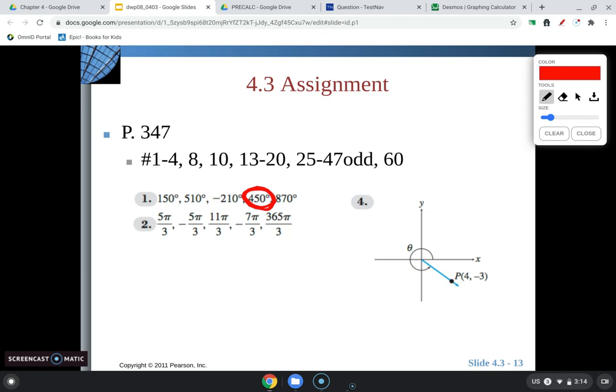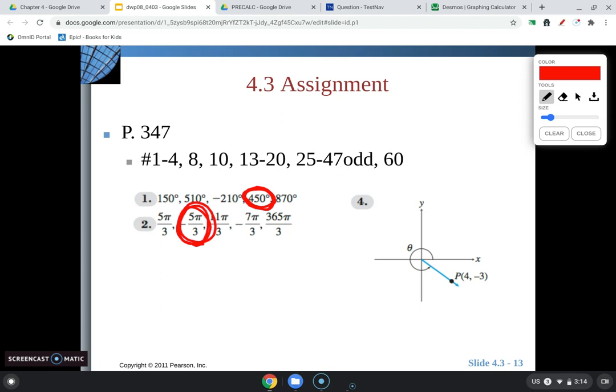Same thing here. If you add them together or subtract them, you should get 2 pi. So 5 pi and -5 pi over 3, well, those are inverses, so those are not coterminal. So -5 pi over 3 would be our one that doesn't work there.